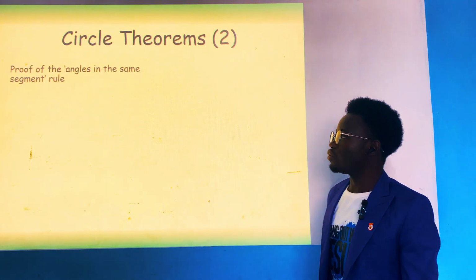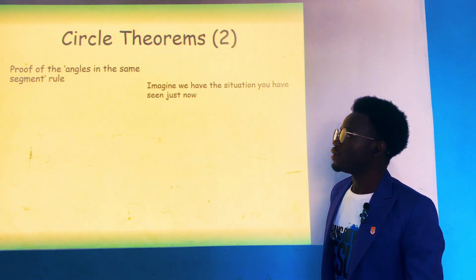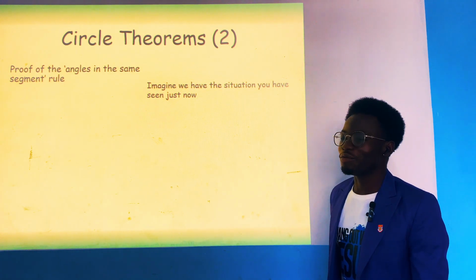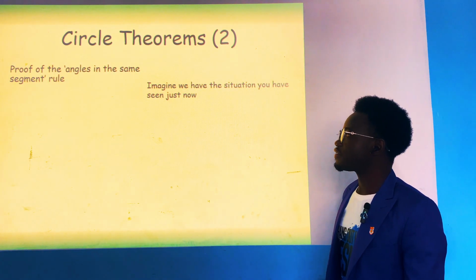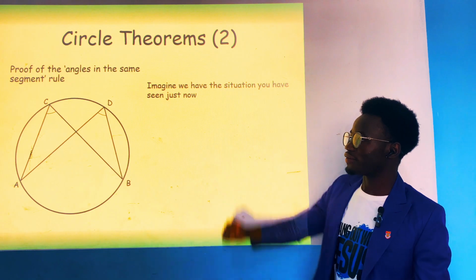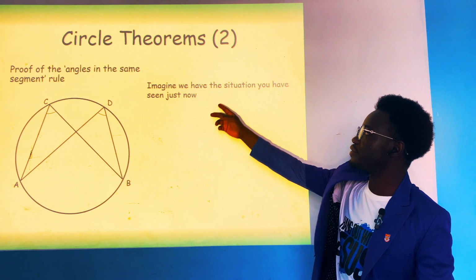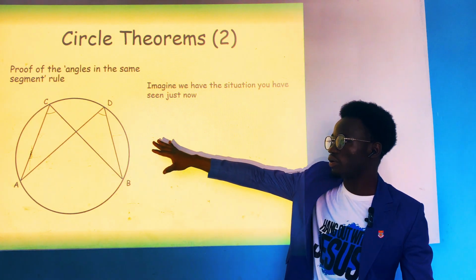Alright, then we look at the proof of this theorem we are looking at, the proof of the bow tie theorem. We want to prove it. We have been using it, and by now you understand, but now we want to prove how it is. So imagine I have this particular diagram, and we have a situation like you have just seen.